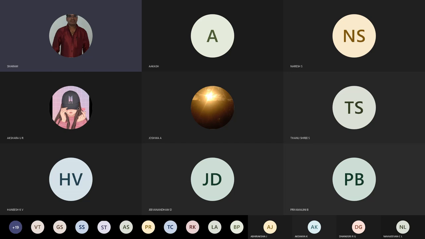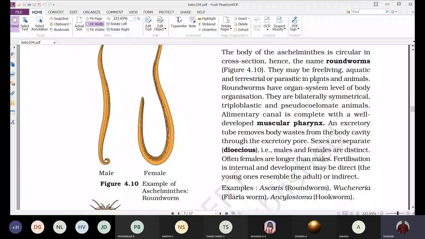And next, roundworms have organ system level of body organization. That means when compared to Platyhelminthes, these are a little bit higher in organization. And next, they are bilaterally symmetrical. That means the body can be cut into two equal halves in only one plane passing through the center. And next, these are triploblastic. That means they possess three germinal layers: ectoderm, endoderm, and mesoderm.